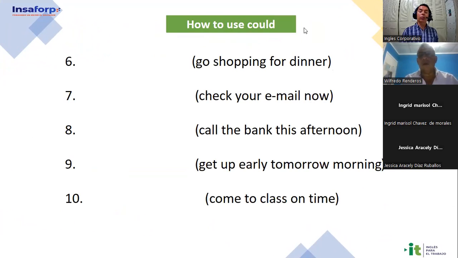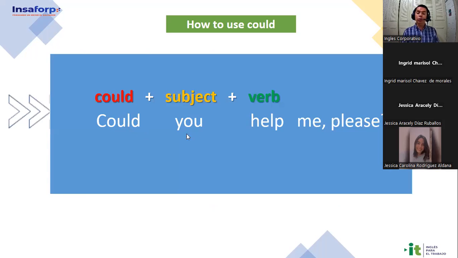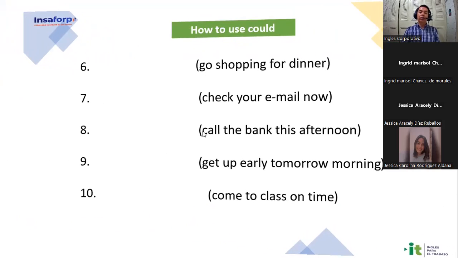So, more examples, right? Number 6, 7, 8, 9, and 10. And this time Jessica Carolina is going to help me, please. Are you ready, Jessica Carolina? What is the correct request you're making here? It's similar to this. Look, Jessica Carolina, I will show you the example, right? Could you help me, please? So in this case, number six.